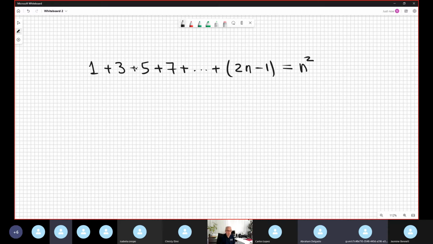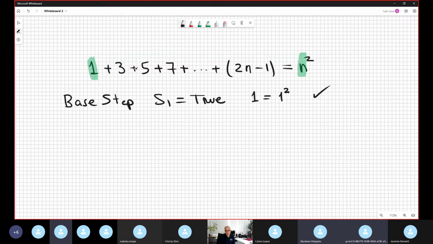Okay. So, step one, basis step. I want to prove that S1 is true. How do you prove this? Well, S1 is the first guy in this one, and you evaluate here n equals 1. I need to prove that 1 is equal to 1 squared, because n is 1. It's obvious, it's true.